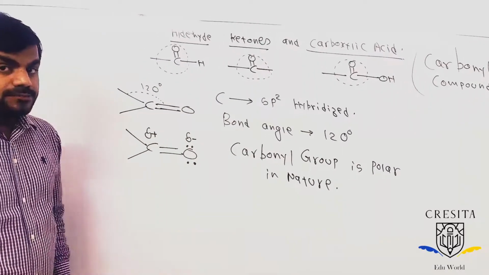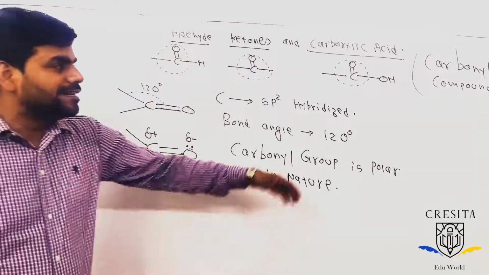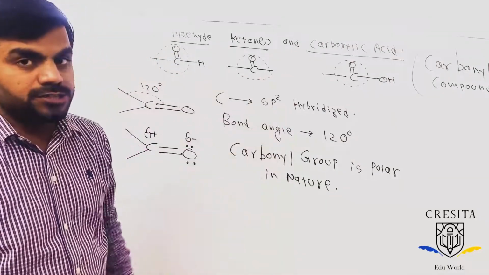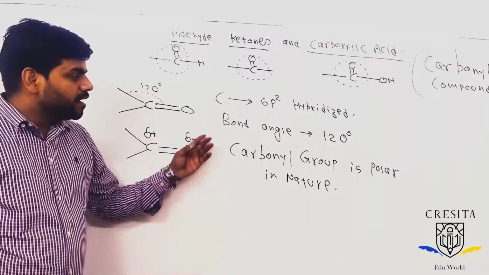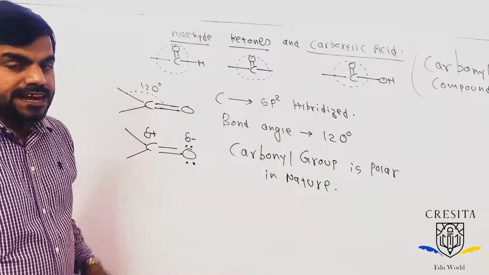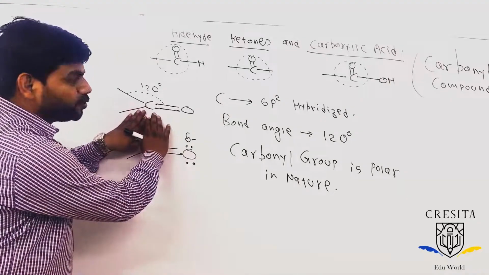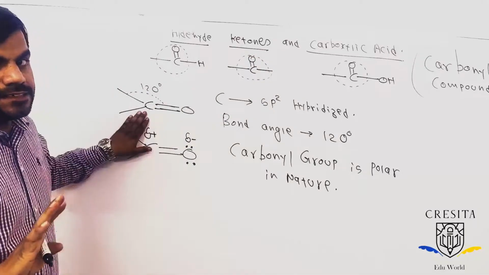So dear students, we can say aldehyde, ketones and carboxylic acids are collectively called as carbonyl compound because these compounds contain carbonyl group in their structure. In carbonyl group, carbon atom is sp2 hybridized and bond angle is 120 degrees and carbonyl group is polar in nature. Now, this carbonyl group is going to be common in aldehyde, ketones and carboxylic acid.